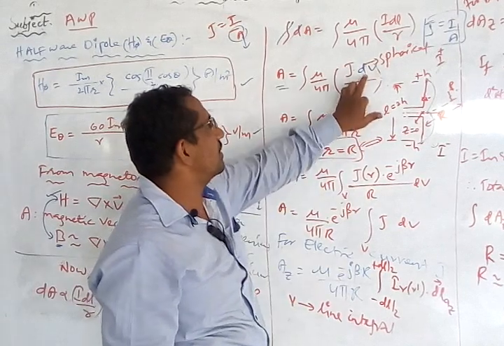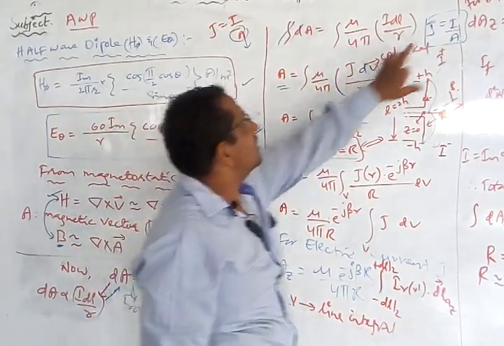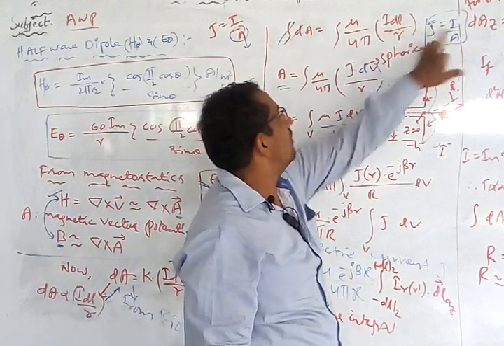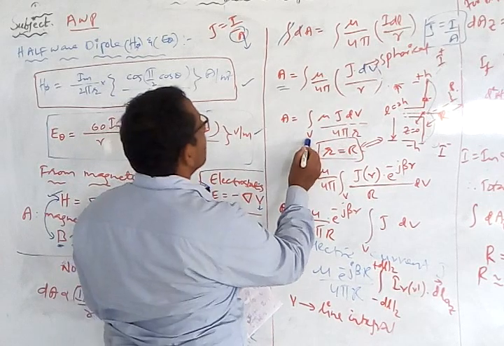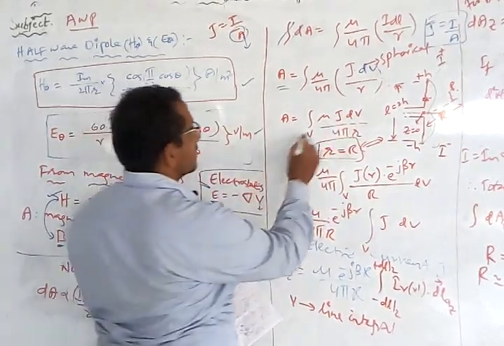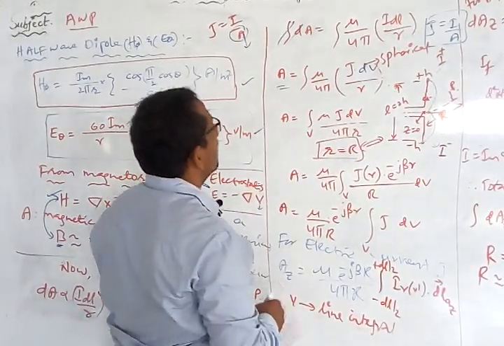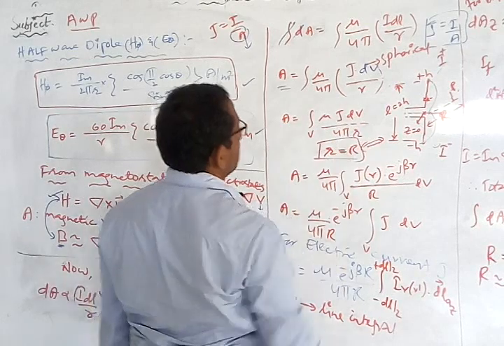So in a spherical coordinate system we normally consider the volume. Therefore this part, I into dl, I will replace with J into dV. So here we consider the volume integral for the spherical coordinate system, and we can write this equation as mu J dV by 4 pi r.